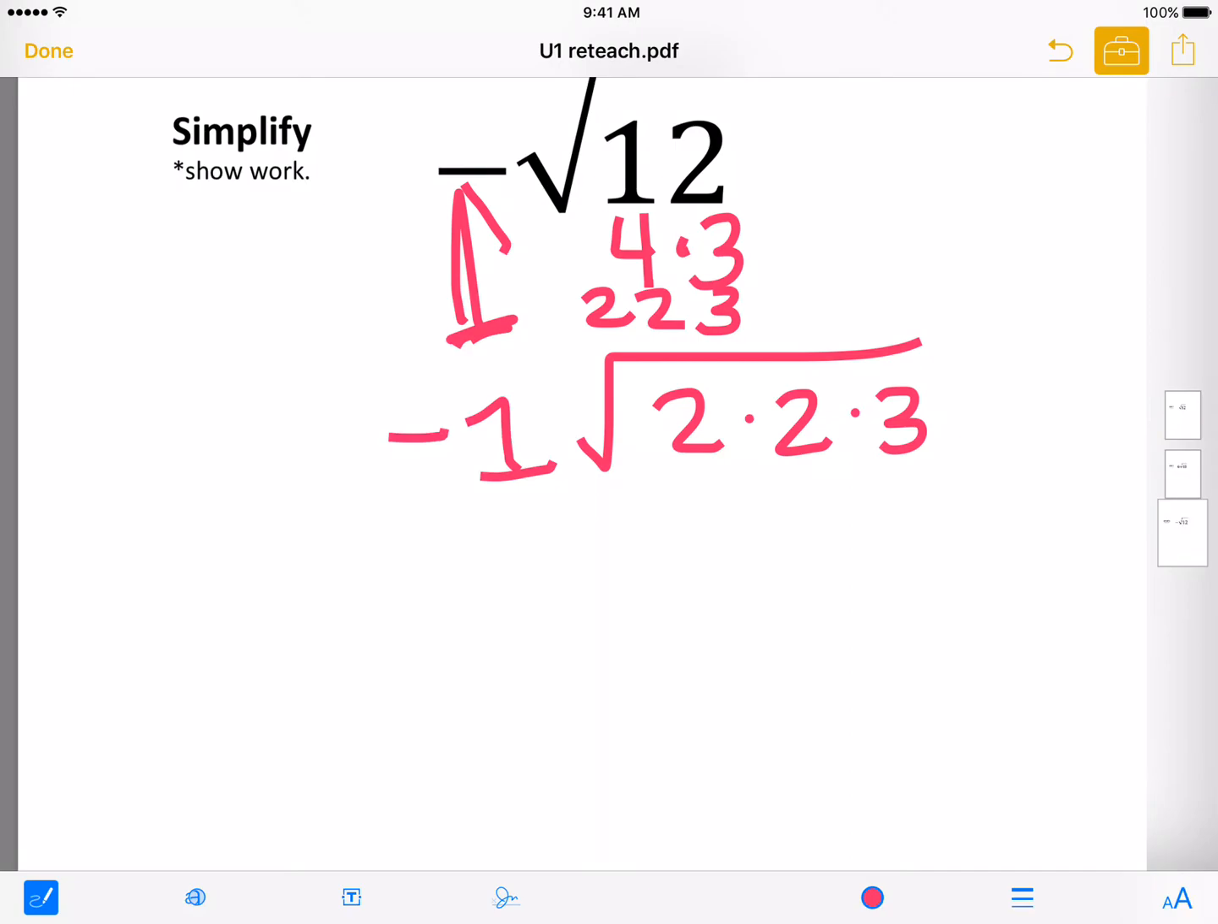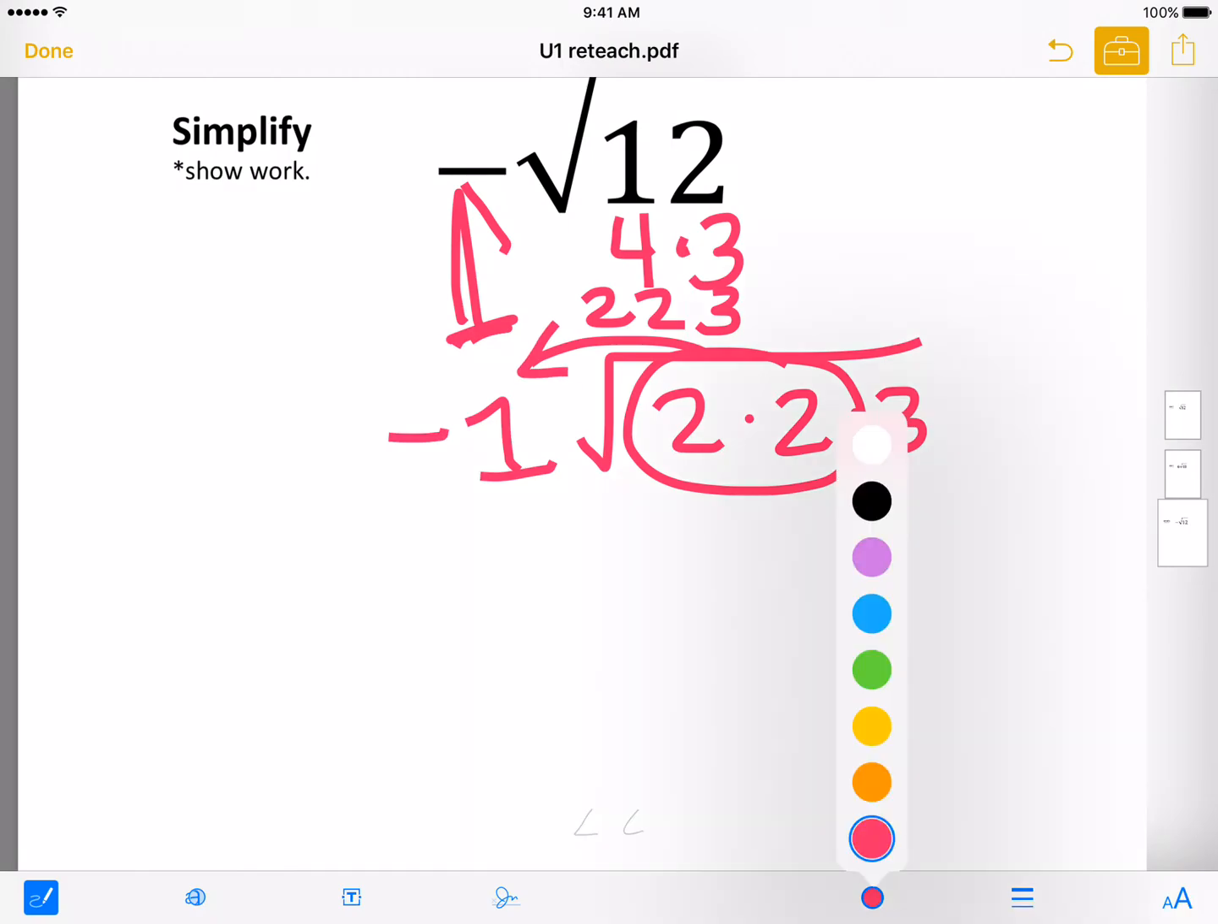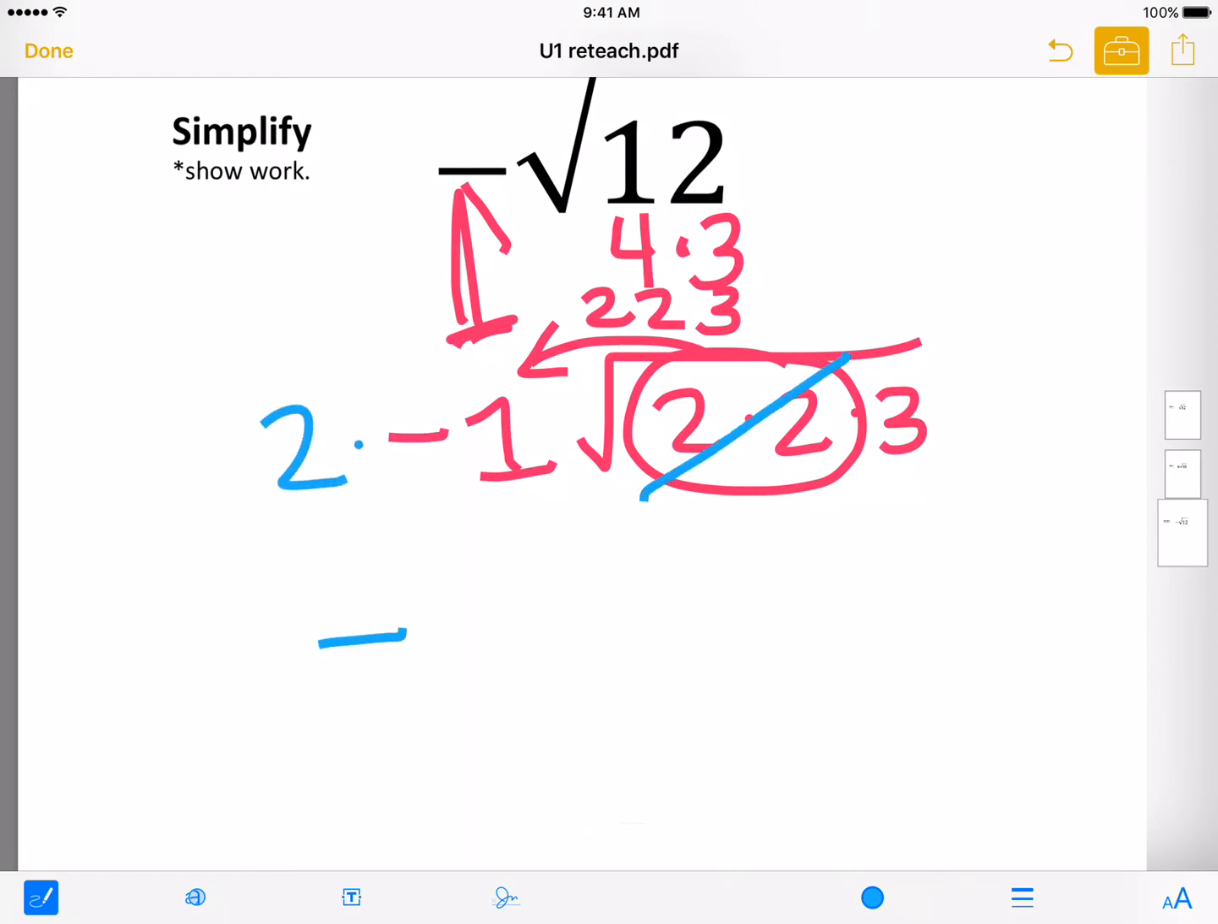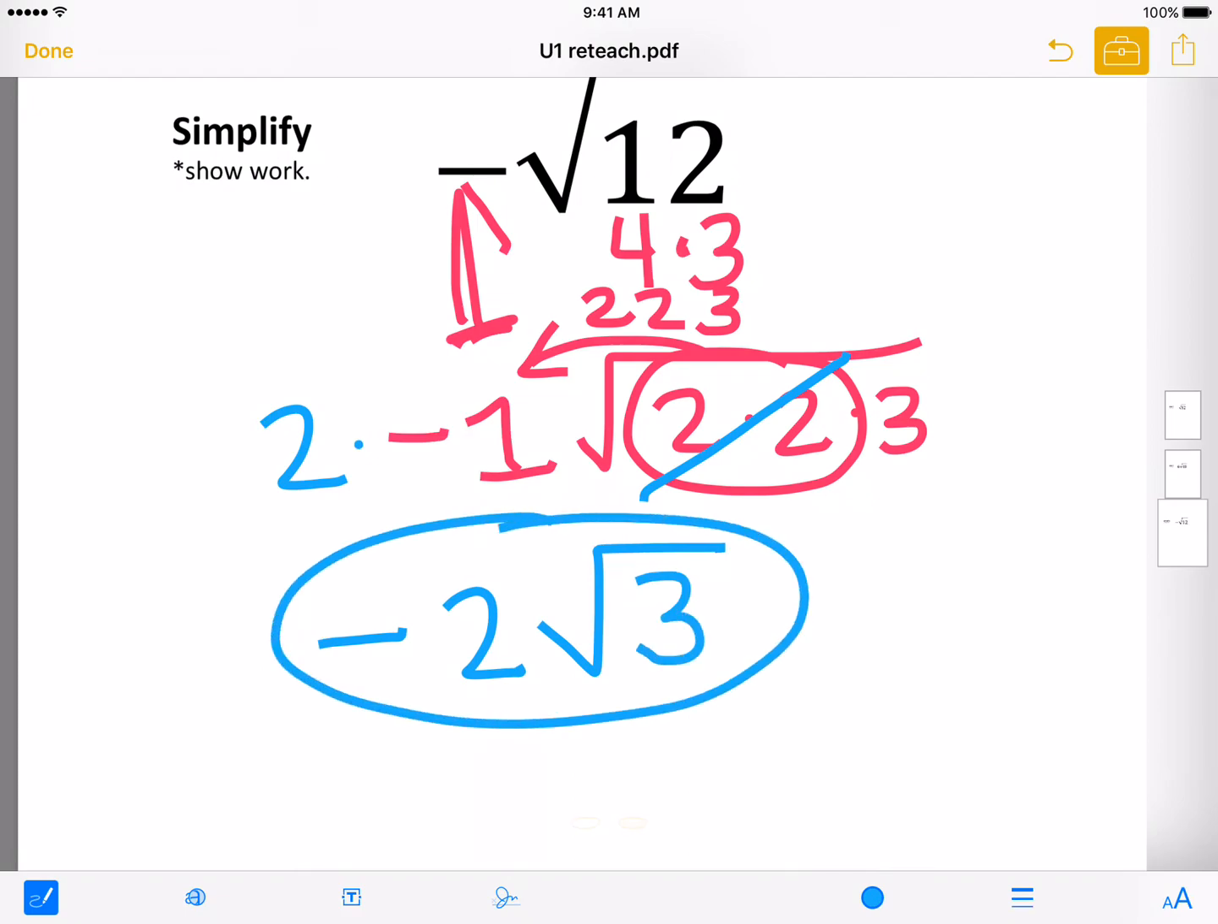Again, the index is 2. We are looking for pairs. The 2 gets out of jail, which leaves me with negative 2 root 3 because I multiplied the 2 times the negative 1. Final answer.